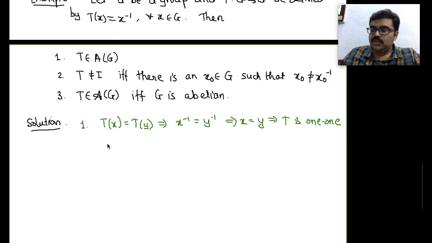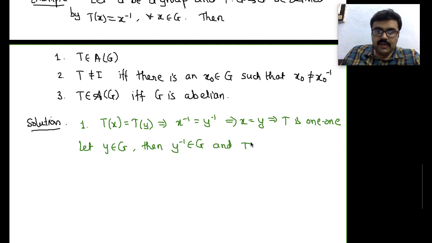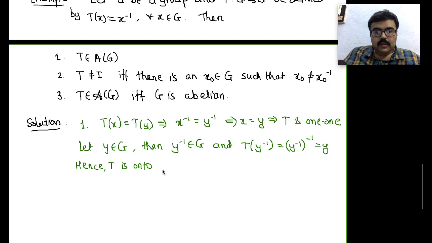Let Y belong to G. Then, since G is a group, Y inverse belongs to G. And what is T of Y inverse? T of Y inverse is the inverse of Y inverse, which equals Y. So hence T is onto. Right, so T is one-one and onto.